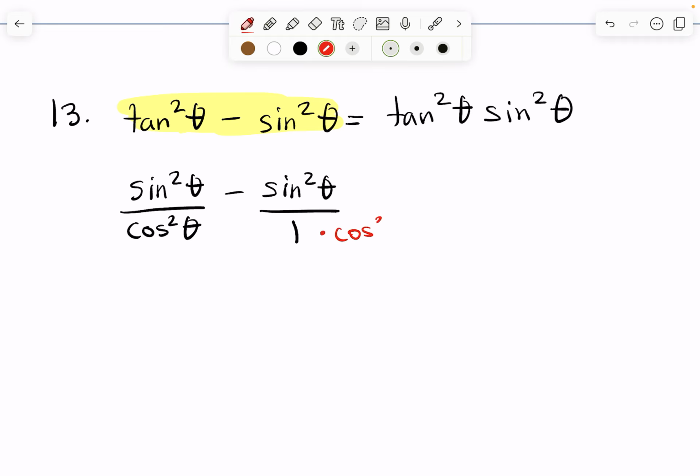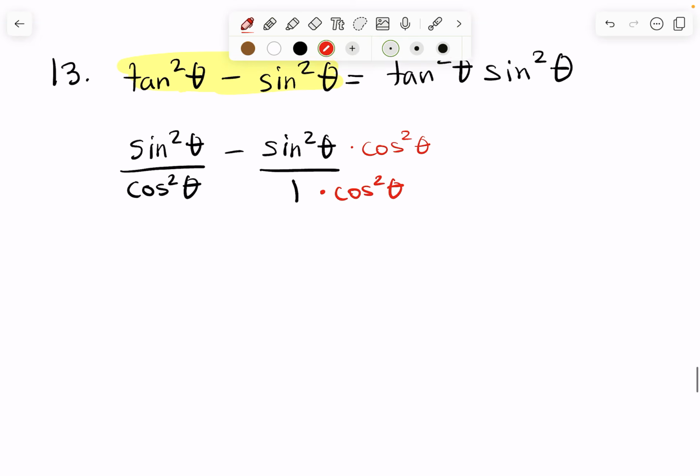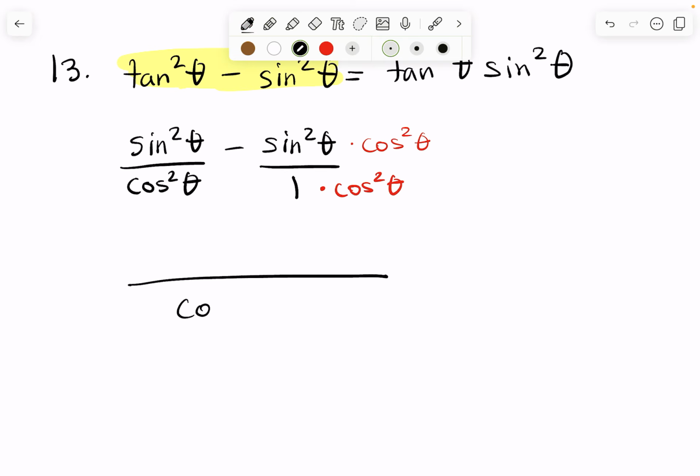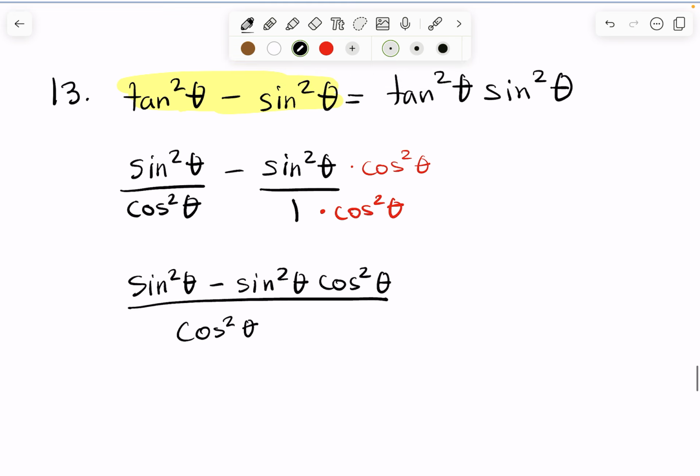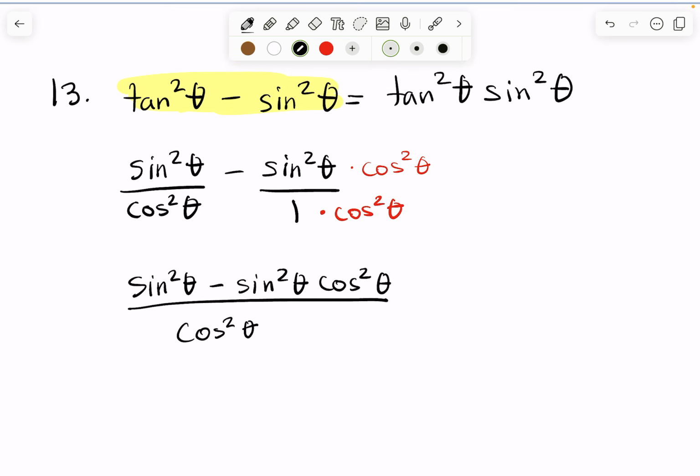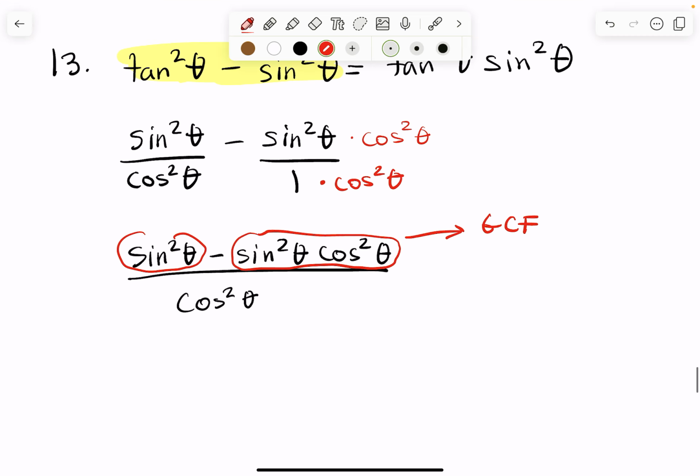I want it to have the same denominator. So I multiply the second fraction by cosine squared. And I'm going to end up with cosine squared on the bottom. I'm going to have sine squared minus sine squared theta cosine squared theta. And I know you're wondering, how can I use this information? You got me subtracting two things that are not even the same terms. But this is when I tell people my favorite 3-letter word. It is called GCF. What does this and this both have in common?